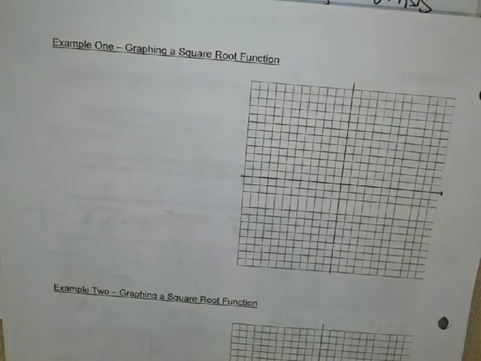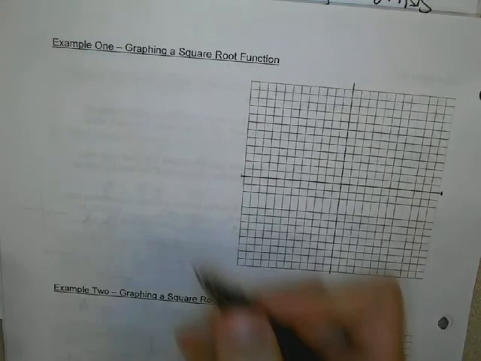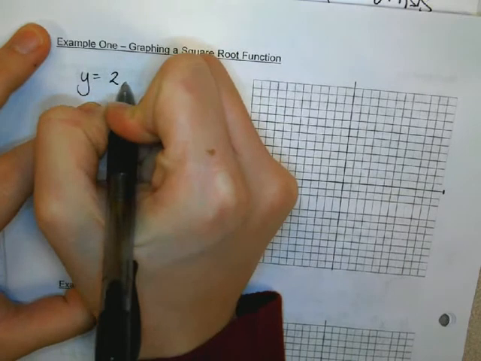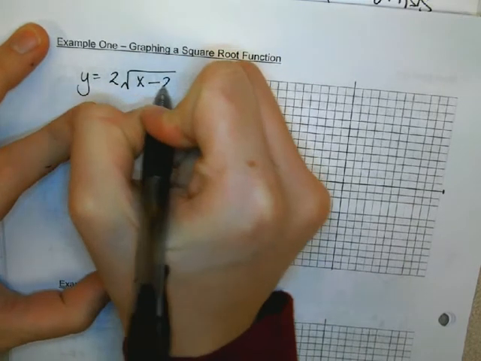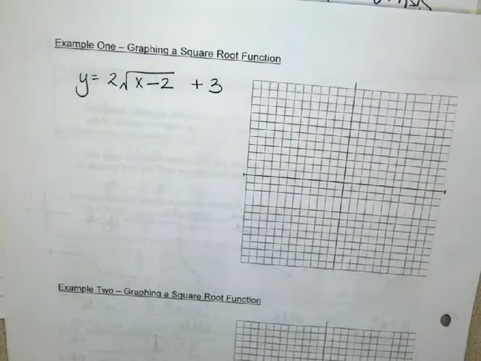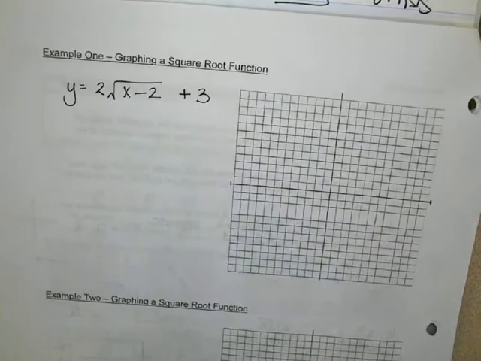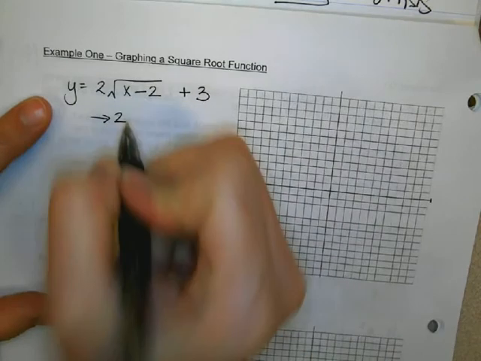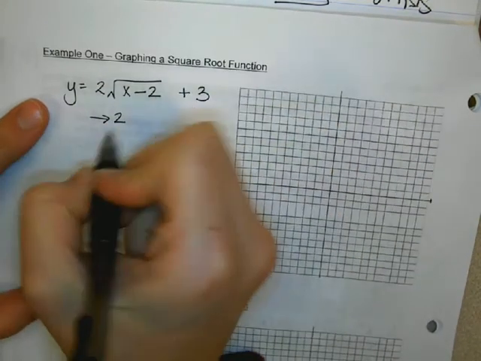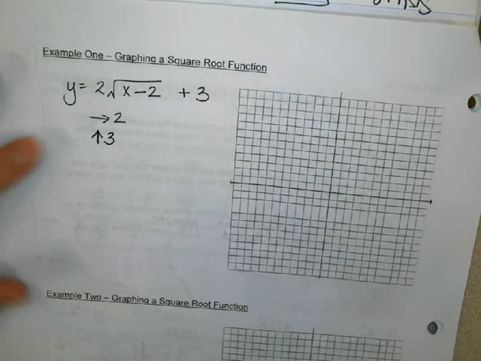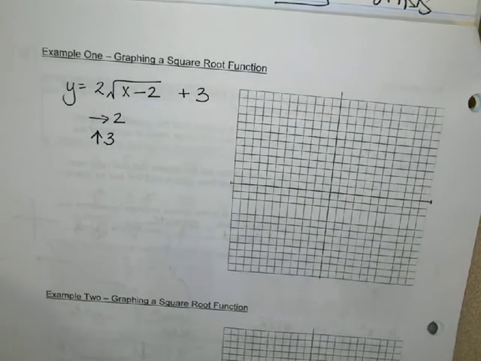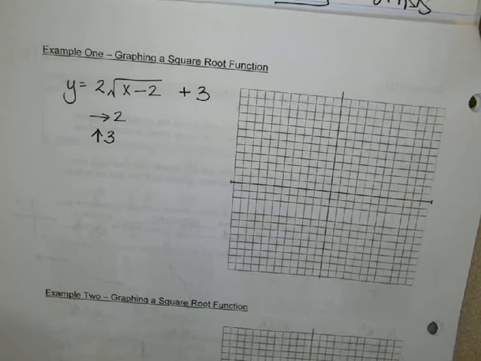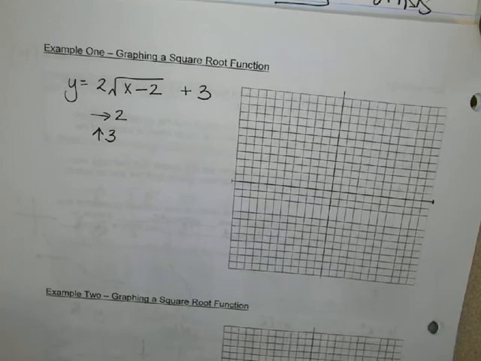Okay, so let's start with y equals 2 times the square root of x minus 2, plus 3. First thing that we're going to do is label transformations. This 2, this h value, is going to move my graph to the right 2. This k value is going to move my graph up 3. Hopefully, we don't need to refresh your memory a lot on that since we've done these transformation things quite a bit. If you need a refresher, make sure you talk to me tomorrow and I'll go over it in class.